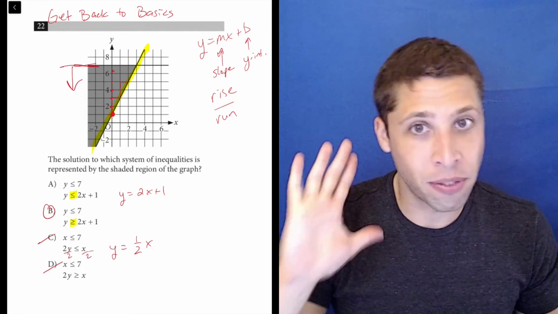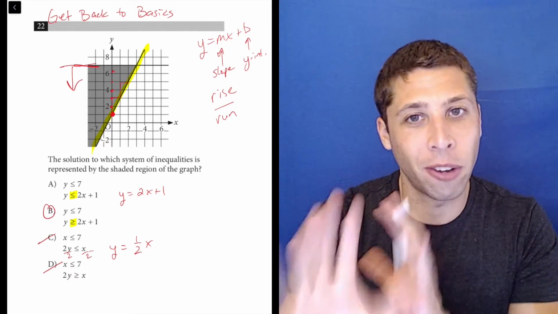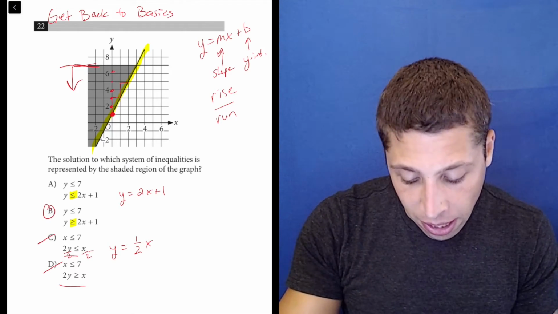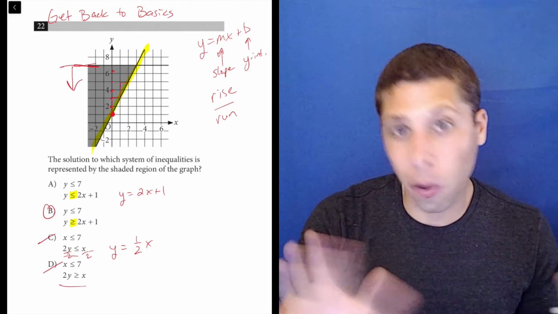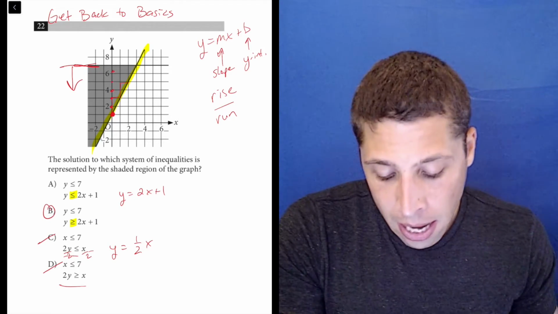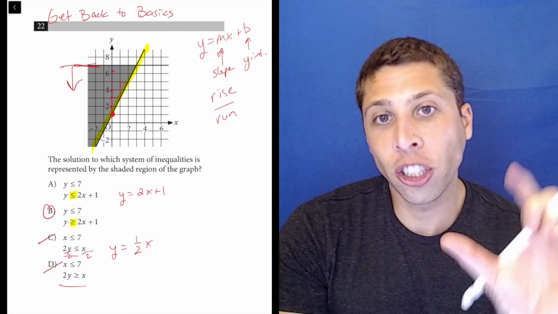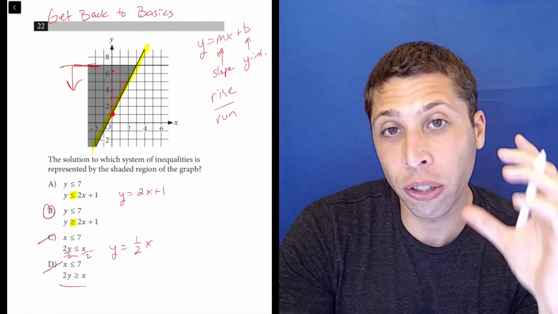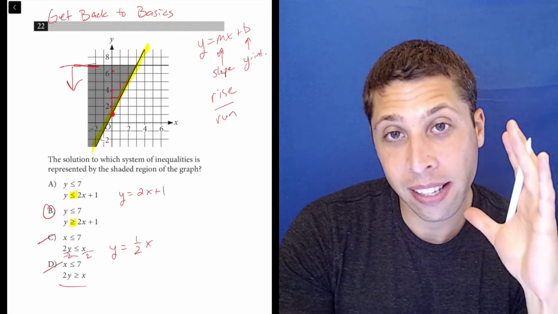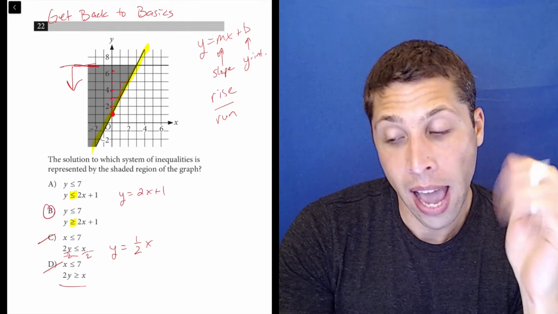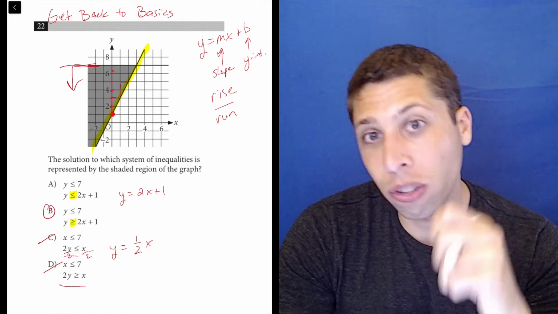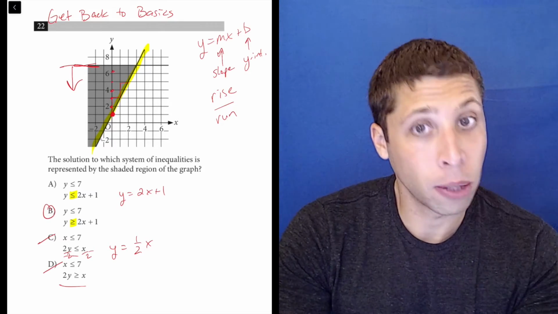So it's very logical when the y is kind of all on its own. So even with C and D, we would want to get the y by itself so we can understand it better. But even without all that, remember, a shaded region like this is a solution set. It's a container of points, and those points are supposed to match our inequalities.